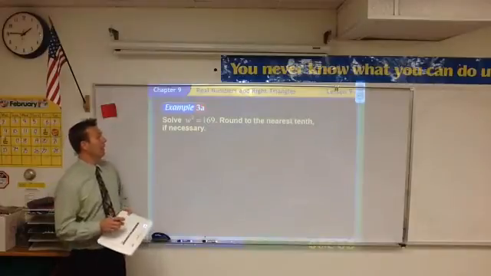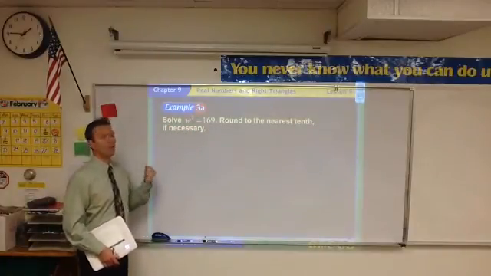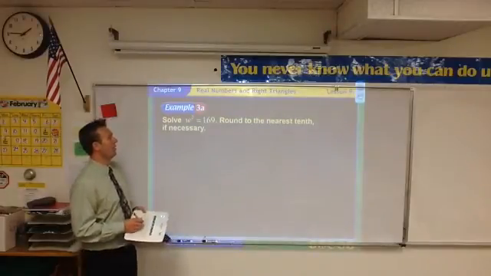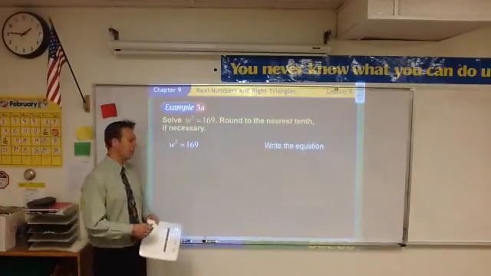Okay, example 3a. Now, we have to solve w squared equals 169. We want to find out what w is. Okay? So now we're going to be able to use our calculators. And so the way we do this is we write the equation down first. So step 1 is write the equation down.